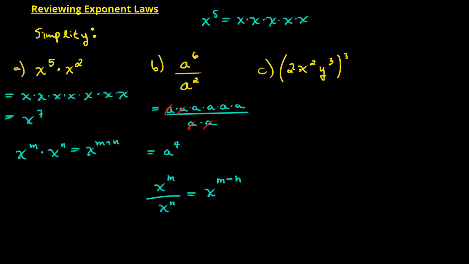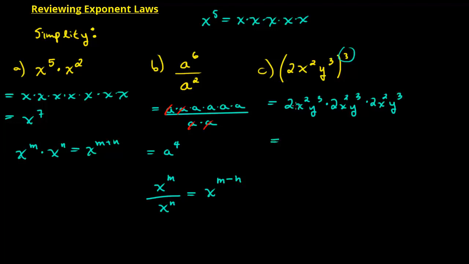Let's see. Next we have 2 times x squared times y to the power of 3, all cubed. So let's see what this means. When I have 2x squared y cubed all cubed, well, this cubed here really means that I'm multiplying 2x squared y cubed times 2x squared y cubed times 2x squared y cubed.